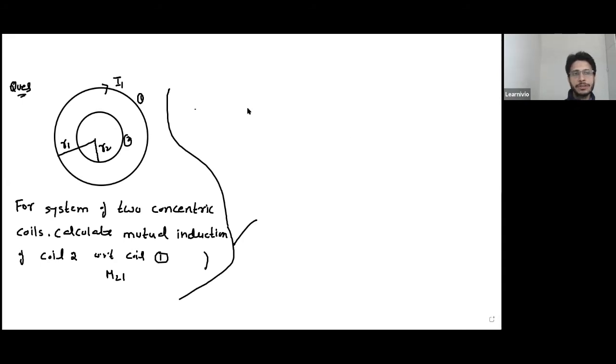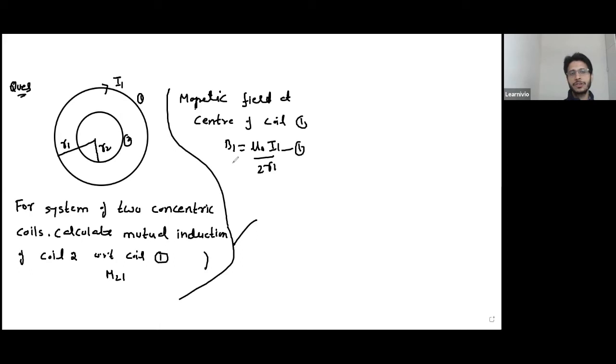Okay, one by one start telling me. So I need magnetic field at center of coil 1. In chapter number 1, we did magnetic field at the center of the circular coil. Do you remember the formula of magnetic field at the center of circular coil? Anyone? It's mu naught I1 over 2R1. That's magnetic field at the center of the circular coil.